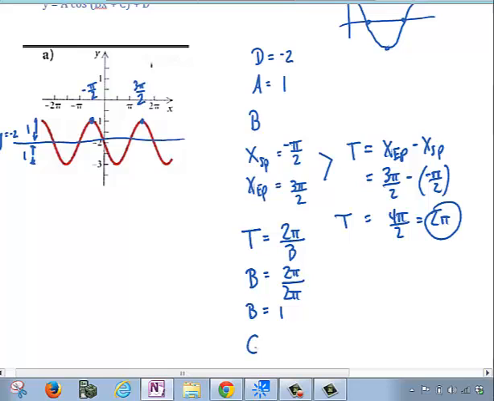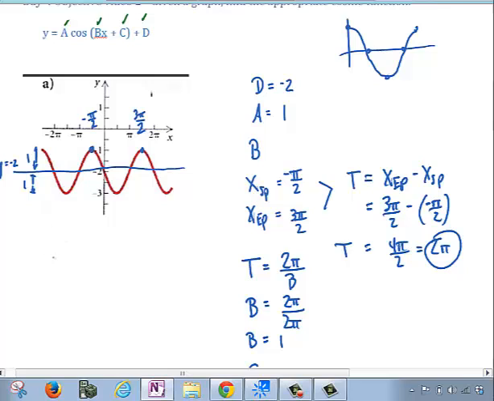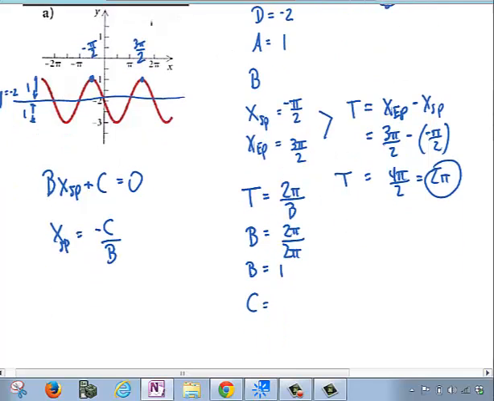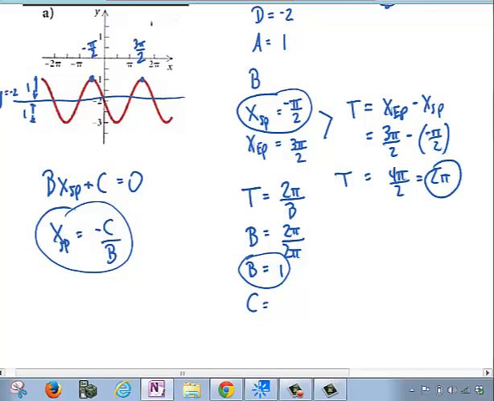Last part is to find the c value. You can either set b times the starting point plus c equal to 0 and solve, or remember that the starting point was equal to negative c over b, that we used in our equation. So if you know the b value, which we do, and you know the starting point, which we do, you can use this equation also. This is a slightly different technique than what I did in the last video, but it works just as well. So negative pi over 2 is the starting point.